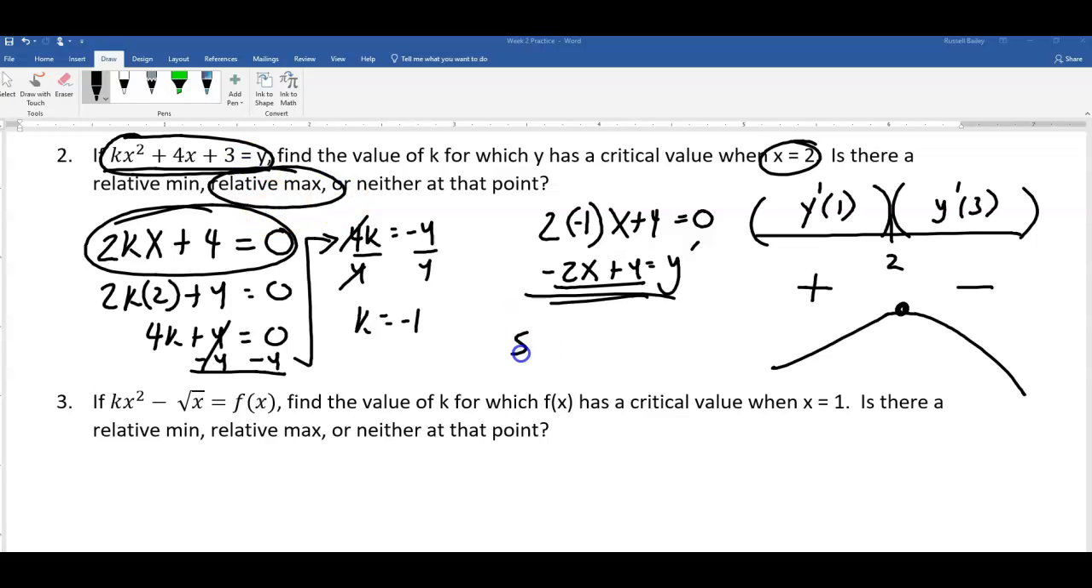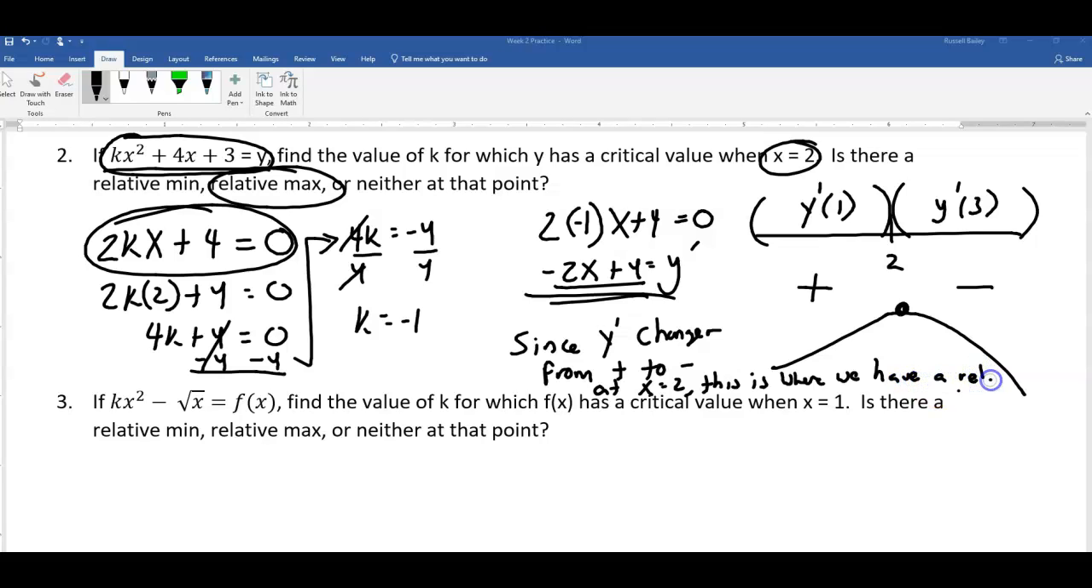And so we would say, since f prime of x, and actually y prime of x, since y prime changes from positive to negative at x equals 2, this is where we have a relative max.